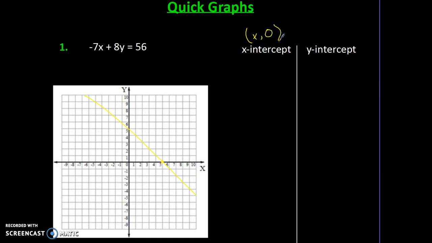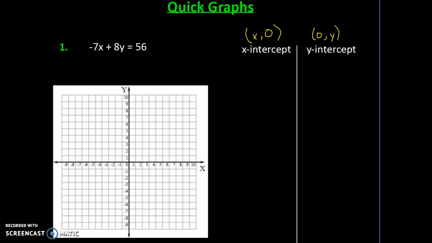And vice versa for y. When it crosses this y-axis right here, I know that x is always 0 and y is some number, depending on what equation we are talking about. So we're going to kind of use that idea and run with it with these quick graphs. All right? So let's take a look at the first equation.